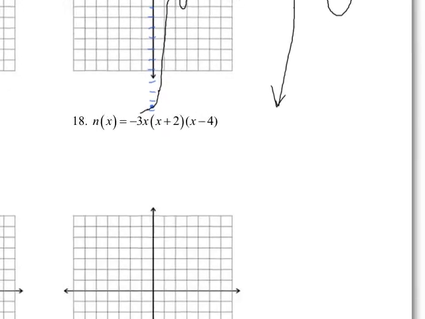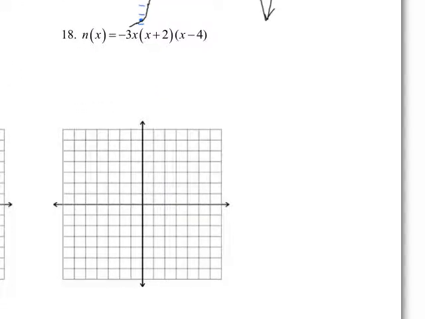Okay, problem number 18. 18 is a cubic, so it's a third degree, and you can see that because we've got one x term, second x term, and a third x term. We have x-intercepts at 0, -2, and +4. And if we stick 0 into the equation, we'd find that we have a y-intercept at 0.